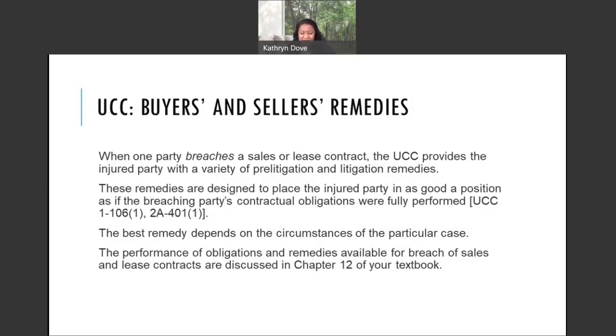Let me repeat. The purpose of the UCC remedies is to put the injured party in the same position they would have been if the contract had been perfectly performed. This is described in UCC Rule 1-106. The best remedy will depend on the circumstances of each case. The performance of obligations and remedies available for breach of sales contracts are discussed in detail in Chapter 12 of the textbook, so be sure to read that this week.